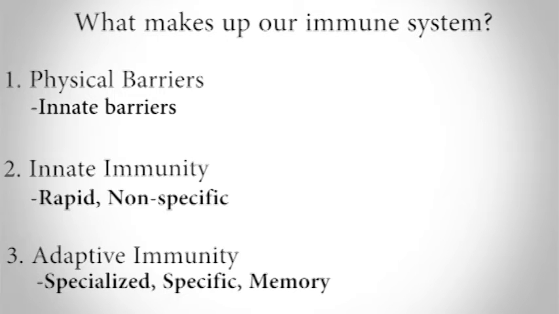Our innate immune system is responsible for responding rapidly and non-specifically to pathogens upon infection. What this means is that our innate immune system will be the first responders to any infection. However, our innate immune system also responds the same way every time, no matter what the pathogen we encounter is. Finally, there's adaptive immunity, which is not as rapid as innate immunity and requires priming before it becomes active. Once activated, adaptive immunity is much more specialized, much more specific, and provides us with immunological memory.